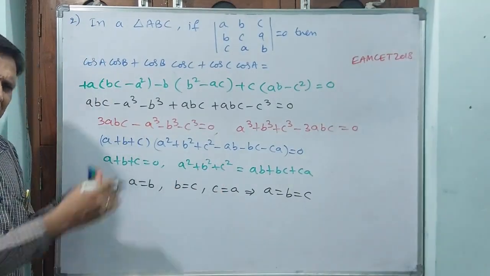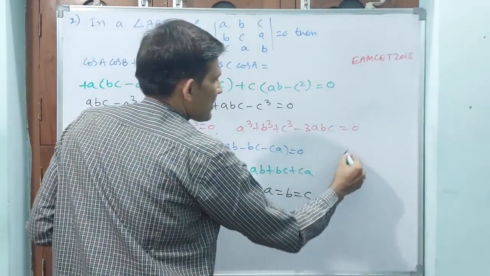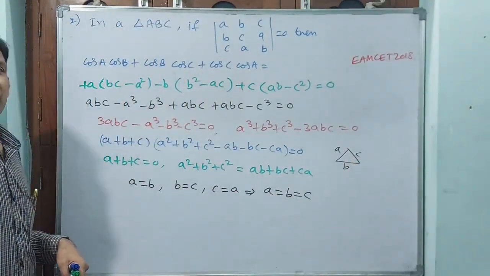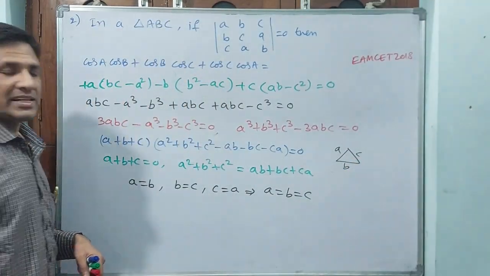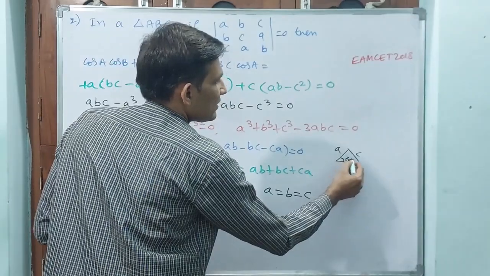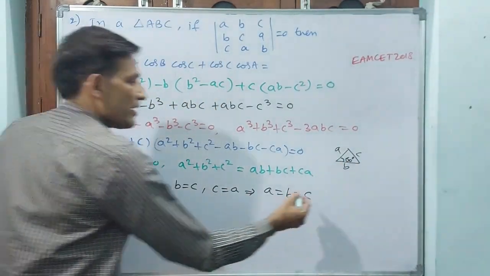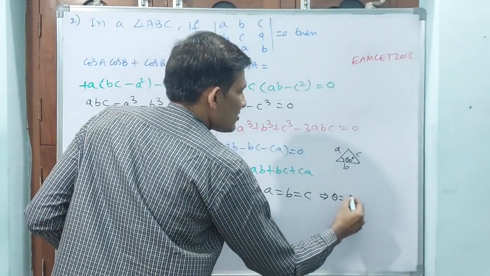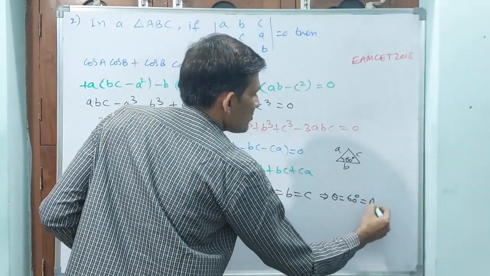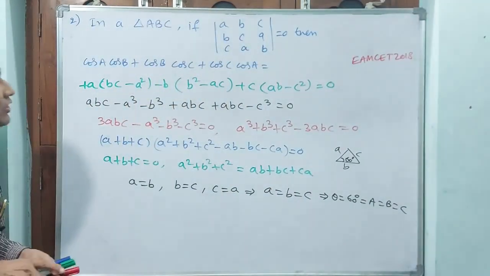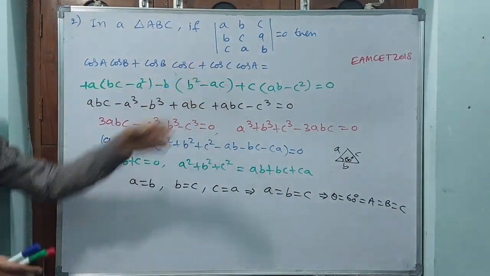What are these? These are sides of a triangle. If A, B, C all are equal, it is an equilateral triangle. Equilateral triangle means what will be the angle? 60 degrees. 60, 60, 60, 180 degrees. Implies theta is equal to 60 degrees, that is equal to A = B = C. That means, see, you have got these A, B, C values.